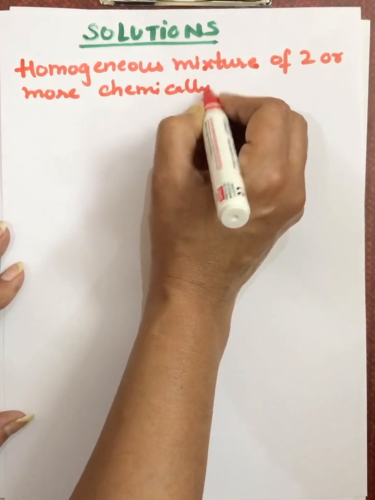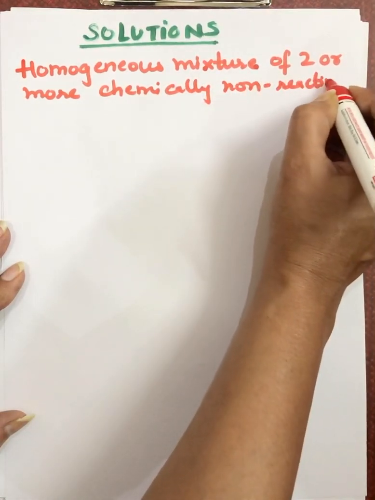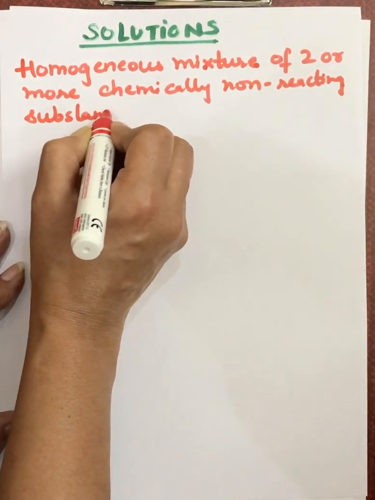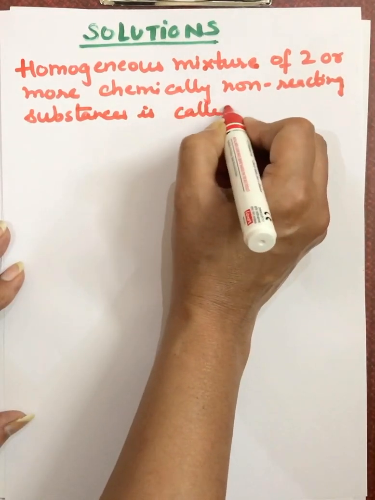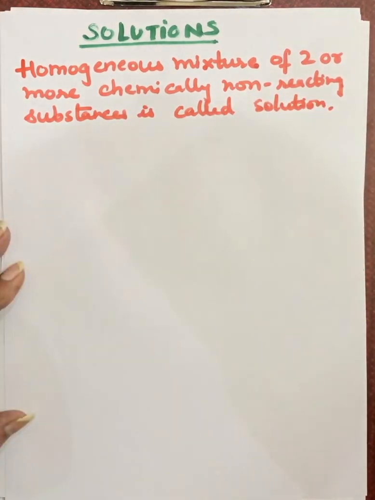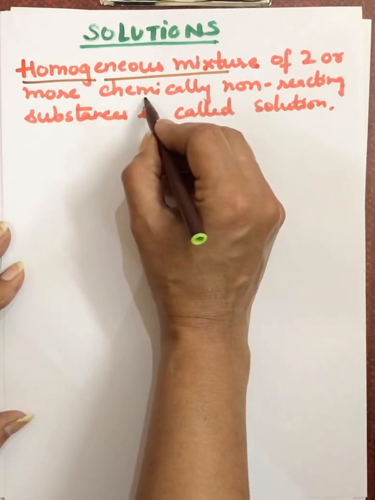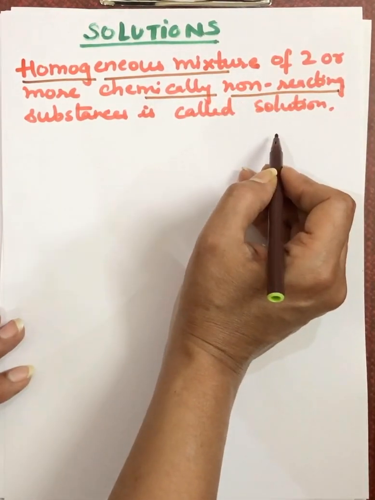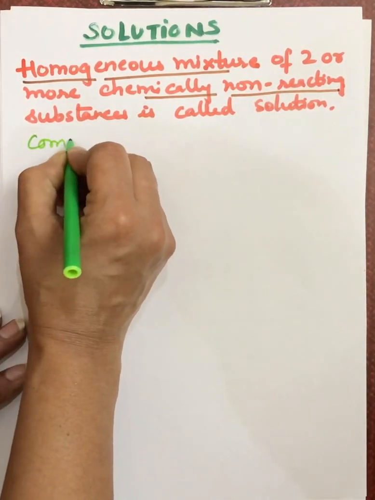After this, see what I'm writing. Chemically non-reacting substances. In a mixture, the components are non-reacting. They do not react in the form of a mixture. Then it is called a solution. So a homogeneous mixture of two or more chemically non-reacting substances is called a solution.